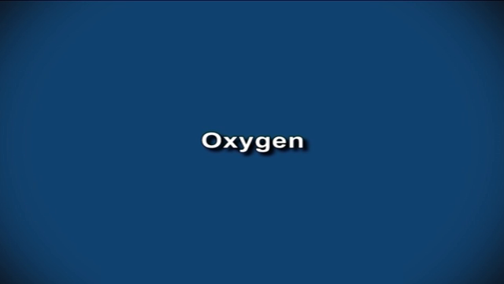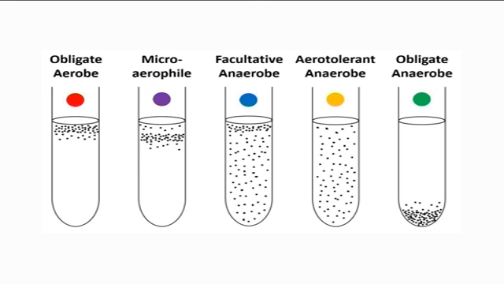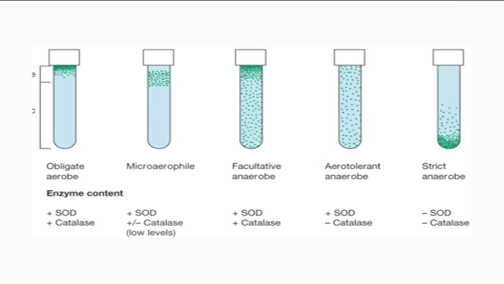Oxygen. Based on oxygen requirement, bacteria can be grouped into obligate aerobes, obligate anaerobes, facultative anaerobes, microaerophilic and aerotolerant anaerobes. Obligate aerobes cannot grow without oxygen, for example, Bacillus. Obligate anaerobes cannot grow in the presence of oxygen, for example, Clostridium. Facultative anaerobes can grow with or without oxygen, for example, Staphylococcus, E. coli.